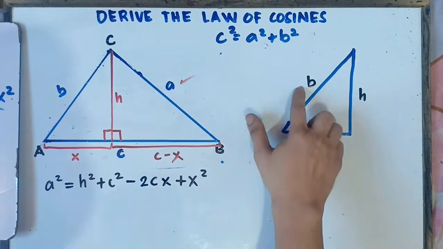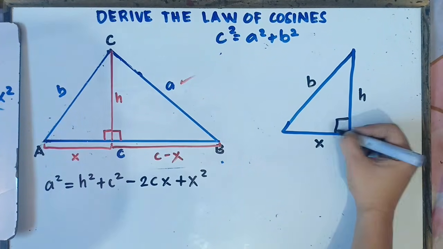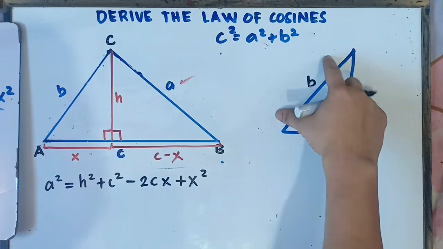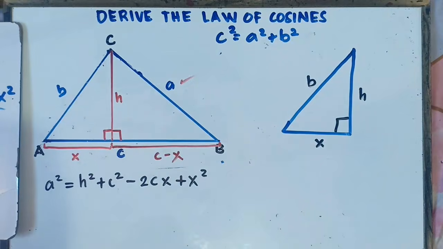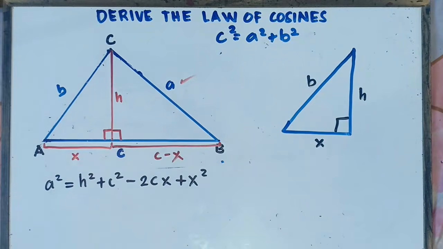Now, how do you find the value of b? We have right triangle, right? That's correct. We can still find the value of b using the Pythagorean theorem, using this formula. So, let's find that. Alright, let's do it.